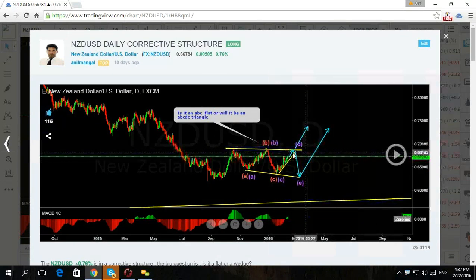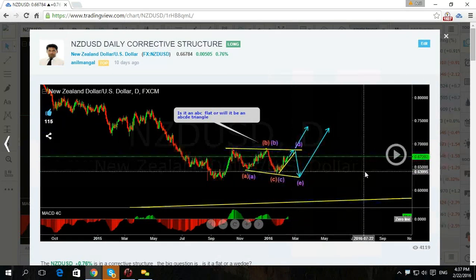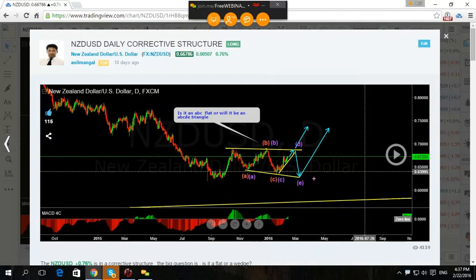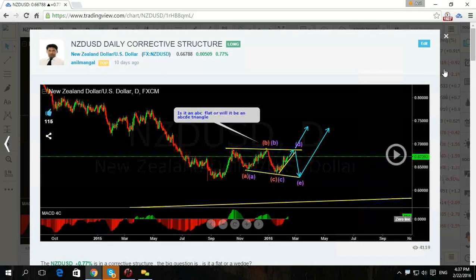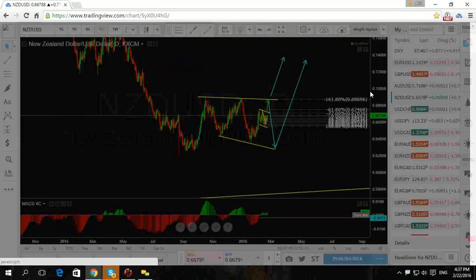Remember, I said this is likely going to come to the top there, and at that point, it will tell us if this correction is an A, B, C. This one is going to break out. They could likely make an A, B, C, D, E as a wedge and then break out to the top. See that? So by all means, New Zealand is showing us that this structure has more to the upside.